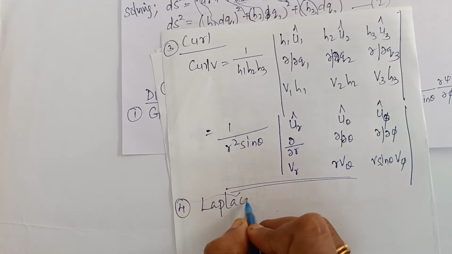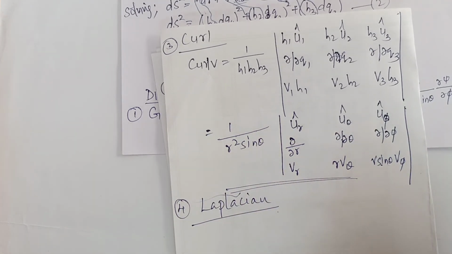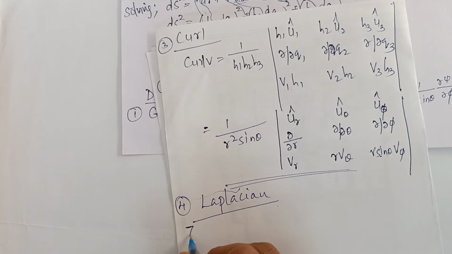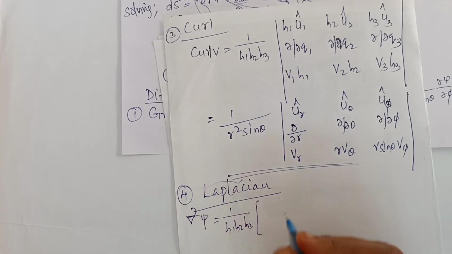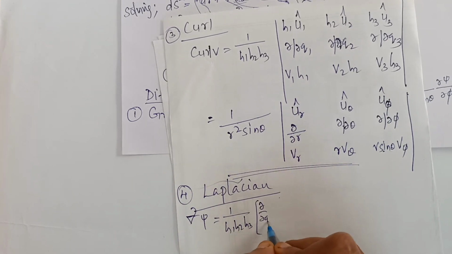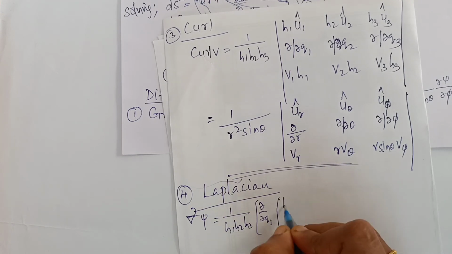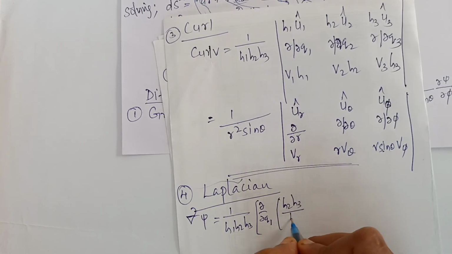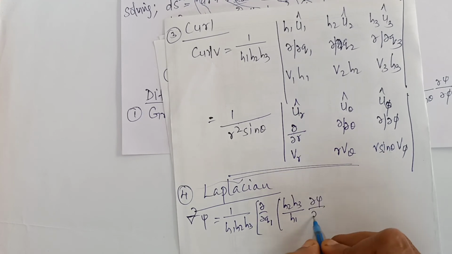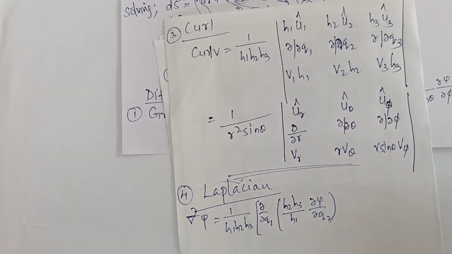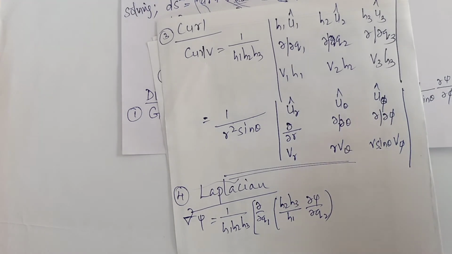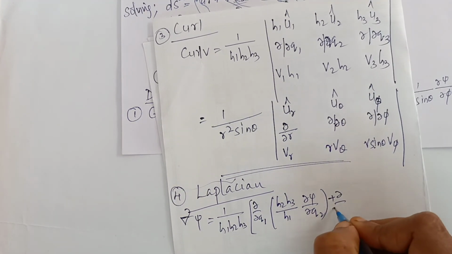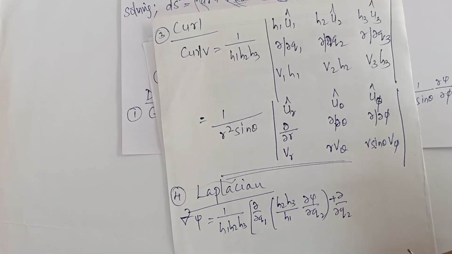Next is one more thing, that is our Laplacian. Again in orthogonal curvilinear coordinates, we write the Laplacian as del square psi equal to 1 by H1 H2 H3 into dou by dou Q1. Just to see only the first term, the next terms will become cyclic terms. This is our first term. With respect to Q1 we have written the first term. Now with respect to Q2 we are going to write dou Q2.